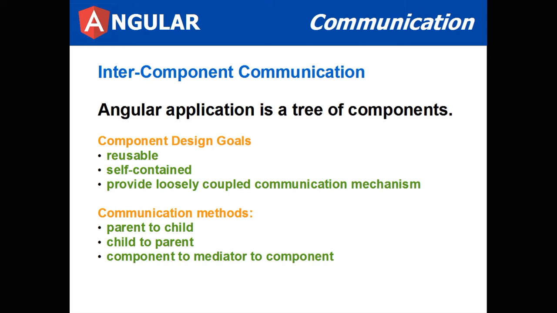There are several communication mechanisms. You've got parent to child, you've got child to parent, and when two adjacent components want to communicate with each other, one component can communicate to a mediator, and that mediator can communicate back to the component. Now, Angular does provide change detection, so a lot of this happens automatically behind the scenes. However, you do have to provide the mechanisms in which it happens, like annotations, directives, etc.